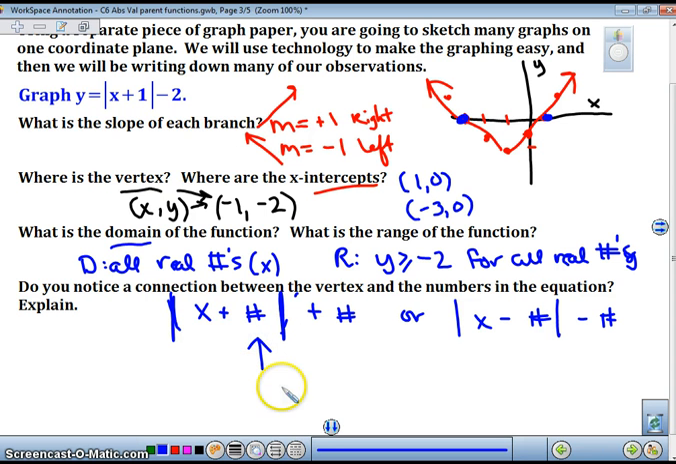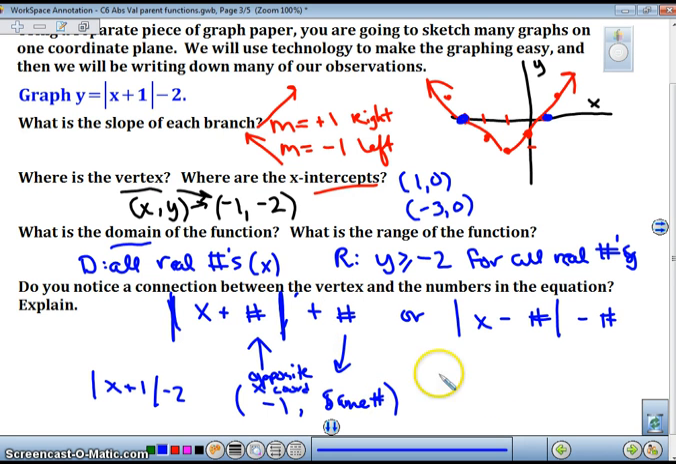So if I'm looking at that, what is the connection? Well, when it's a plus in our vertex, this number will be the opposite. If it's a plus, opposite the x coordinate. So in our case, it was a positive 1. Notice that when we had absolute value of x plus 1 minus 2, that this was a negative 1. You would also notice if this would have been a plus number, then this would be the exact same number. Whatever that plus is, that's going to be the same number.